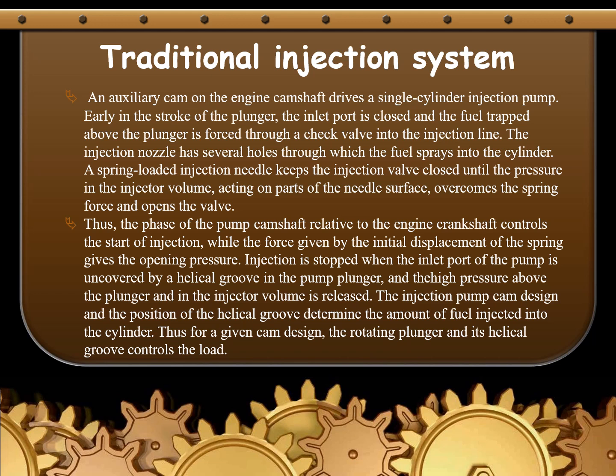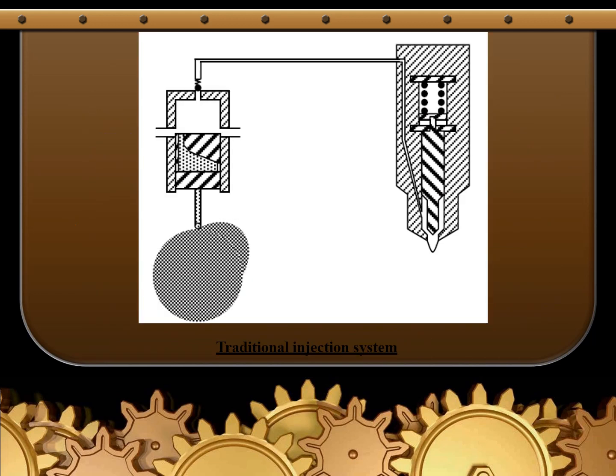The injection pump cam design and the position of the helical groove determine the amount of fuel injected into the cylinder. If the speed is increased, the helical groove opens fully. If the speed is decreased, the helical groove is partially closed. The cam rotates, and the rotating plunger with its helical groove controls the load.